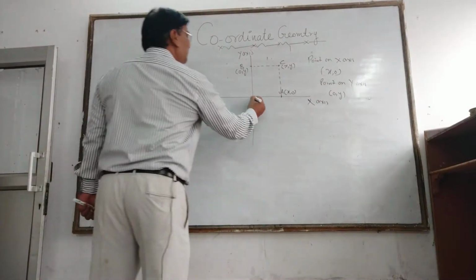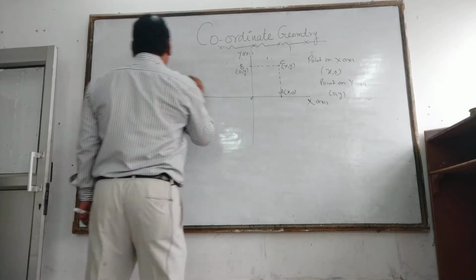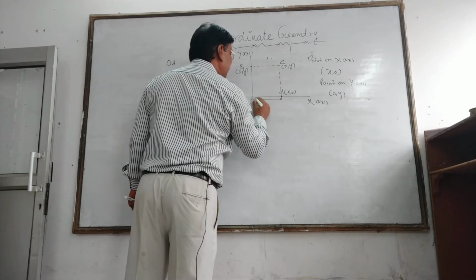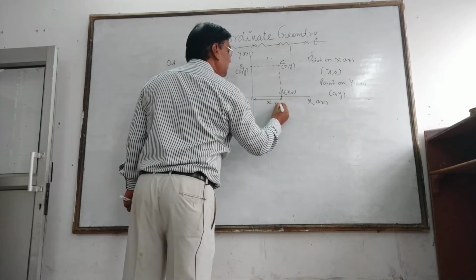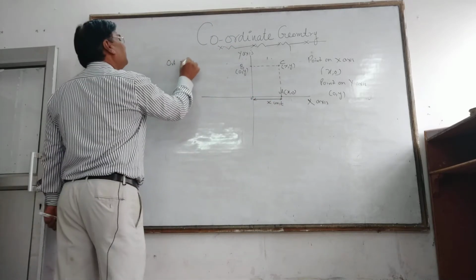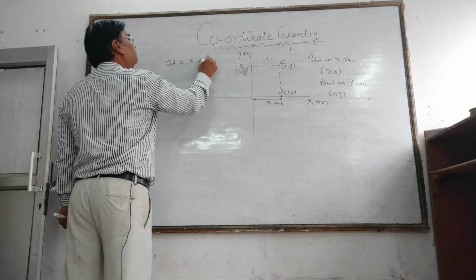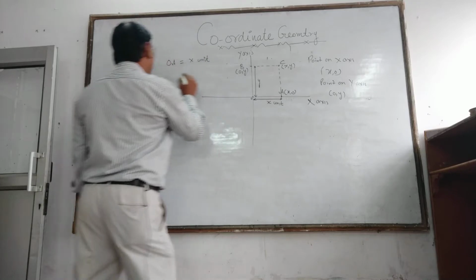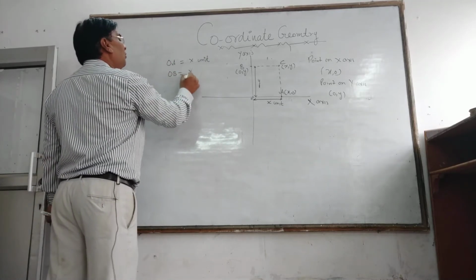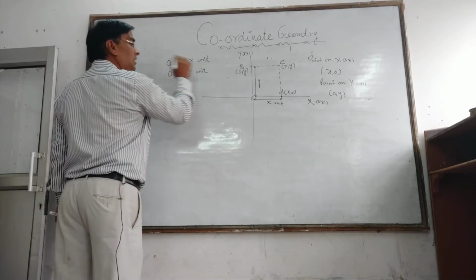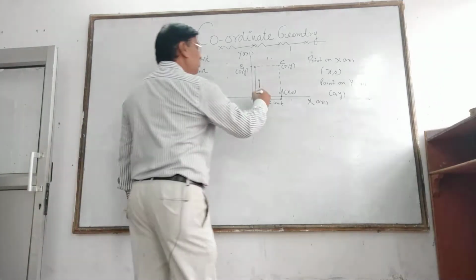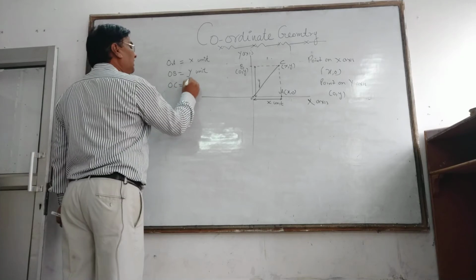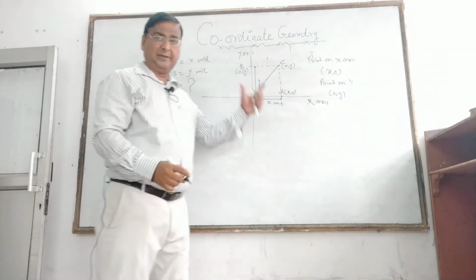Now look here, the distance OA. What will be OA? About OA, only the x-axis is involved, so it is x units. OA is x units only. And what will be OB? OB is y units. Now what about OC? Look here. How will you find OC?